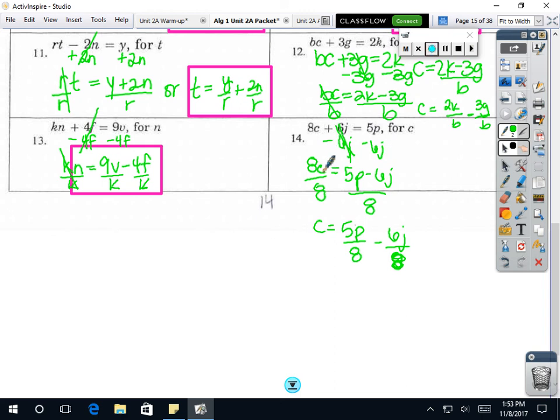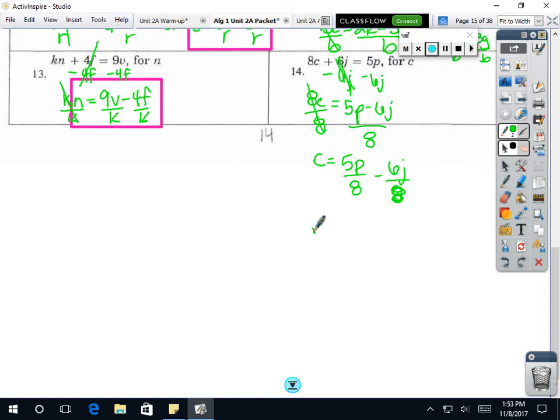She then needs to separate the 8 and the c because she wants c by itself, so she divided by 8 on both sides. She then separates it into 2 separate fractions, and let me show you now why that's necessary. See now, since they're separated, this one will reduce because both 6 and 8 are divisible by what number? So this becomes 3j over 4.